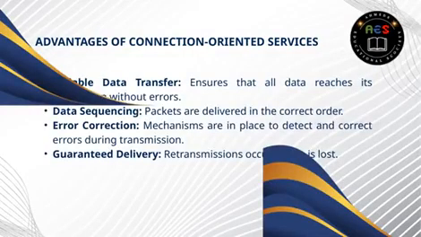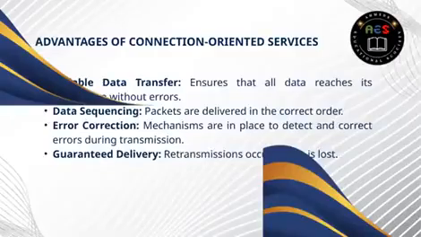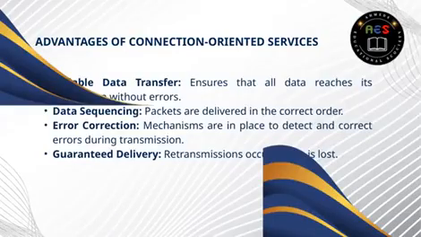Finally, guaranteed delivery. If some data gets lost or doesn't arrive, retransmission kicks in. The system will resend that data until it's confirmed to be received correctly. All of these features, reliable transfer, sequencing, error correction, and guaranteed delivery, really highlight the advantages of connection-oriented services. They provide a dependable, orderly, and error-free communication channel, which is essential for many applications where accuracy and completeness are critical. This ties directly into our overall theme of ensuring robust and trustworthy data communication.